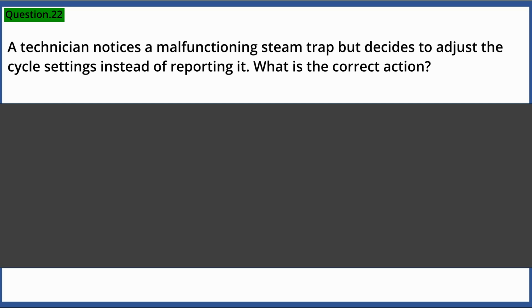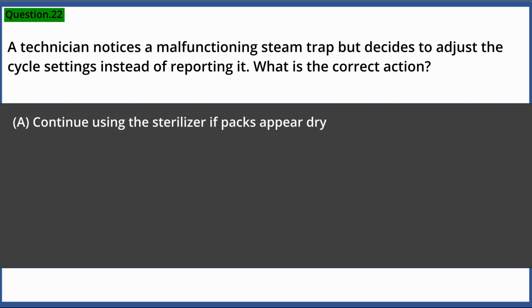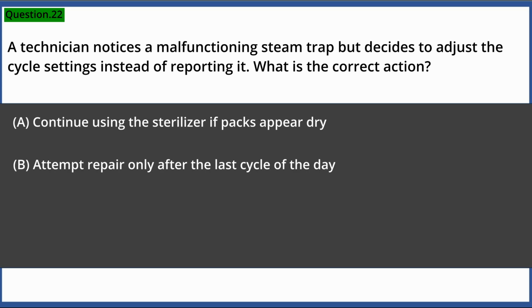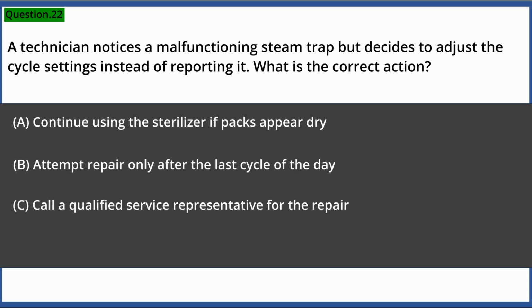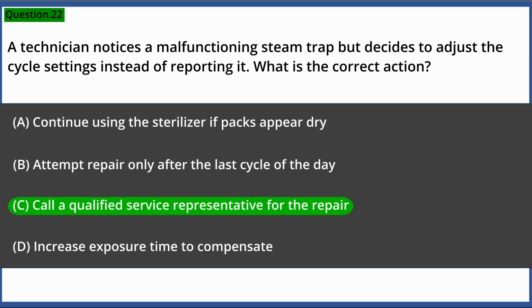A technician notices a malfunctioning steam trap but decides to adjust the cycle settings instead of reporting it. What is the correct action? A. Continue using the sterilizer if packs appear dry. B. Attempt repair only after the last cycle of the day. C. Call a qualified service representative for the repair. D. Increase exposure time to compensate. Answer. C. Call a qualified service representative for the repair.